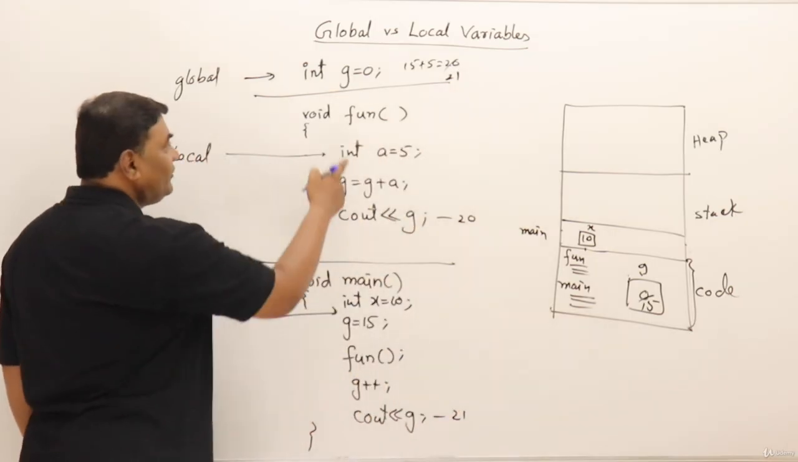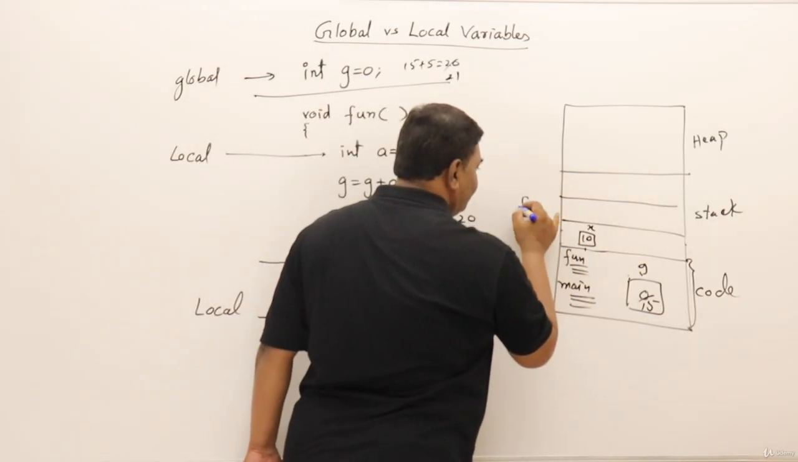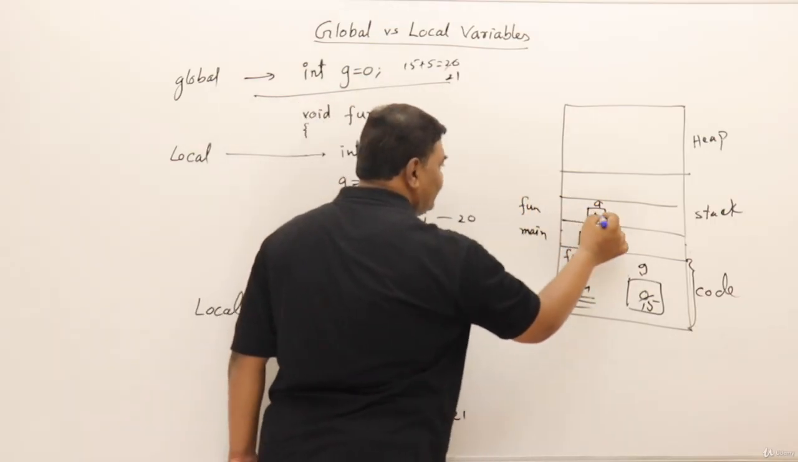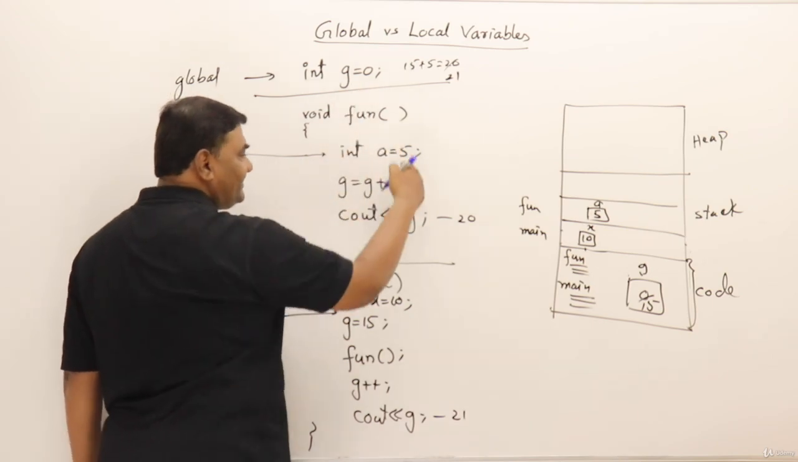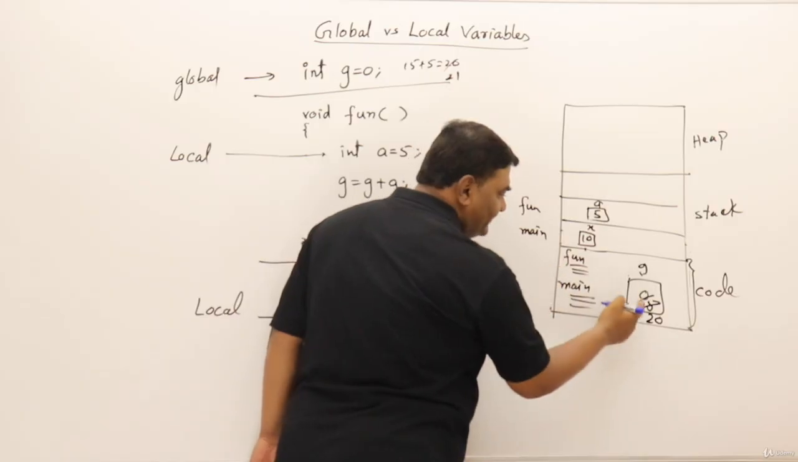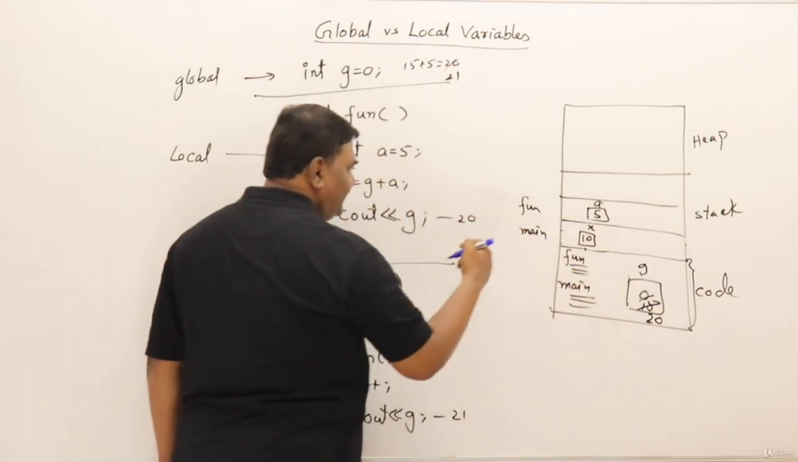Then function fun is called. Then it has its own variable, a, in function fun. And this has value 5. Yes. Next line is g assign g plus a. So this becomes 15 plus 5, that is 20. So this becomes 20. See, function fun is also accessing this one. Then cout g, so the value 20 is displayed.